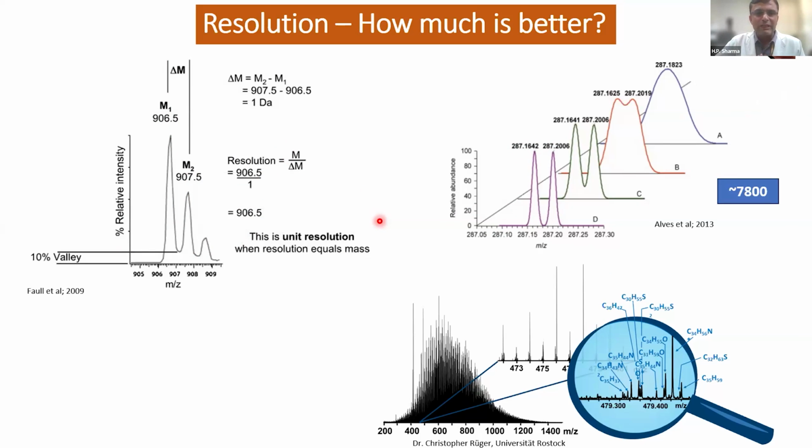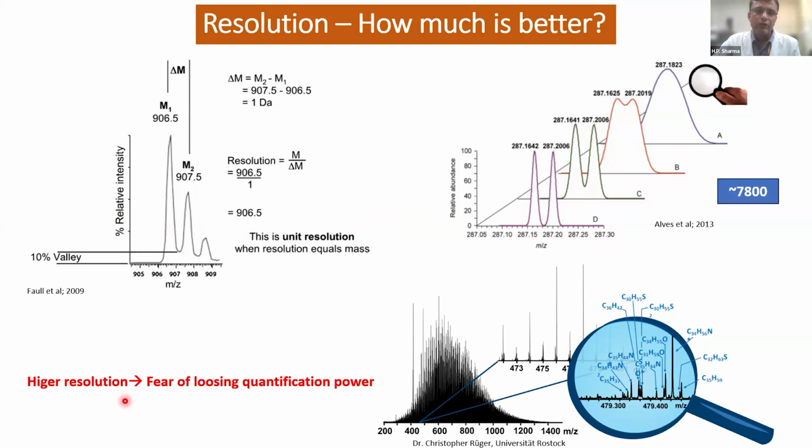Here, mass spectrometry can be divided into two branches, or two distinct types of instruments. One is the high resolution type of instrument, which will follow this one, and on the other side, the low resolution but high precision type of instrument, which will follow this one. And let me ask you one question: is resolution the answer? Maybe in some cases, but the moment you increase your resolution, you have the fear of losing quantification power.